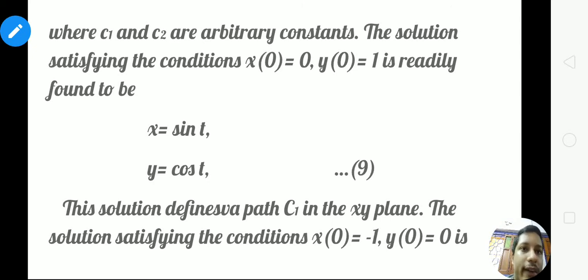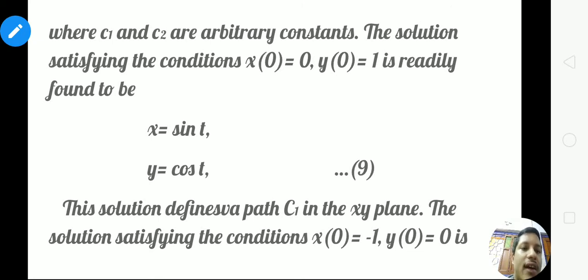Here sin 0 is equal to 0 and cos 0 is equal to 1, indicated by equation 9. This solution defines a path C1 in the xy plane.